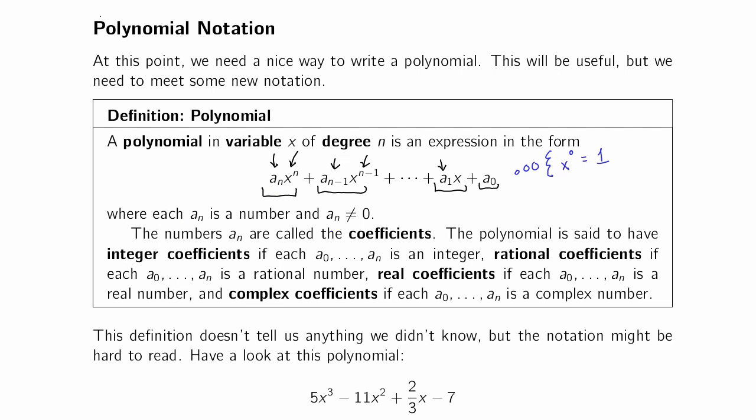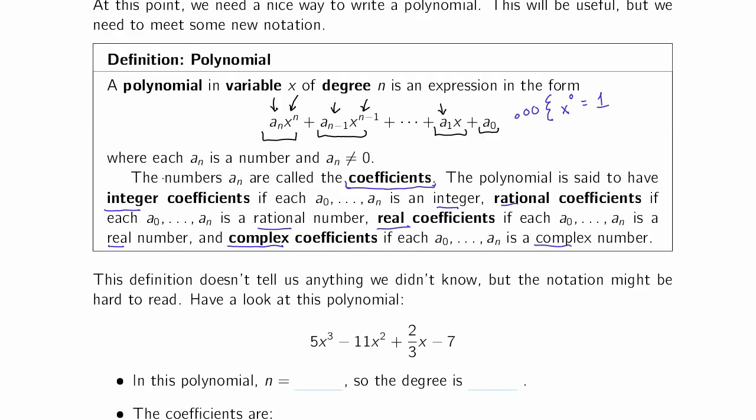So the numbers are called coefficients. We already knew that. If the numbers are all integers, we have integer coefficients. If they're all rational, we have rational coefficients. If they're all real, we have real coefficients. And if they're all complex, we have complex coefficients. So if we say some kind of number coefficients, we just mean that all of the coefficients are that kind of number. None of this is really surprising or particularly new. What's really new here is the notation that we're expressing this in.